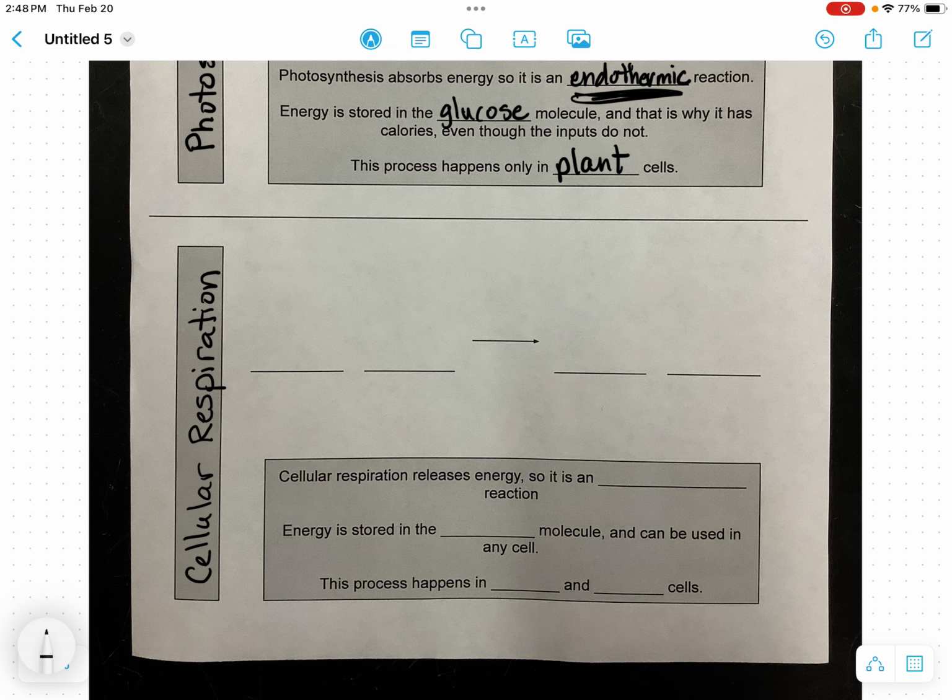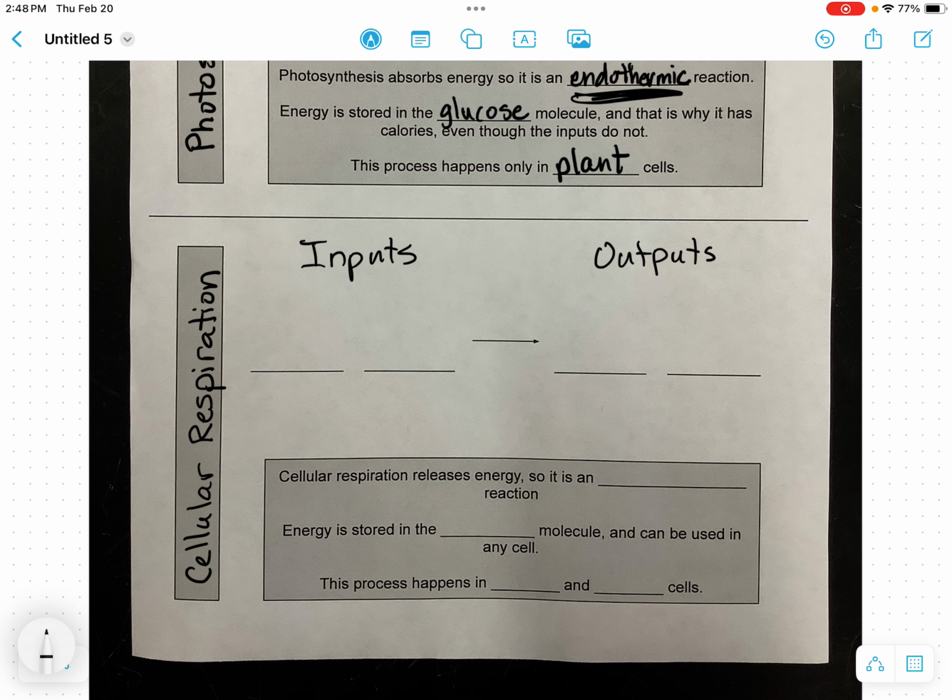All right, so in a lot of ways, cellular respiration is almost like the opposite of photosynthesis. Cellular respiration is what all plant and animal cells do, okay? It's what happens in the mitochondria. So again, we're gonna have inputs. We'll put those on the left, and we'll have outputs on the right. And let's talk about what our inputs and outputs are.